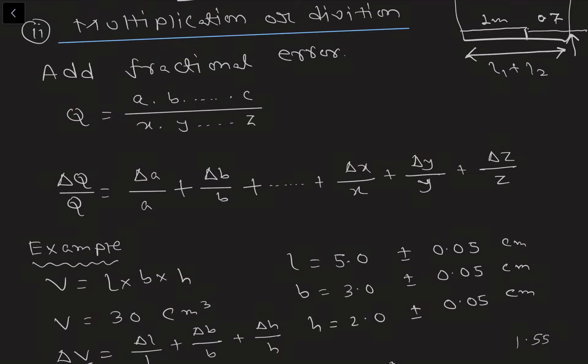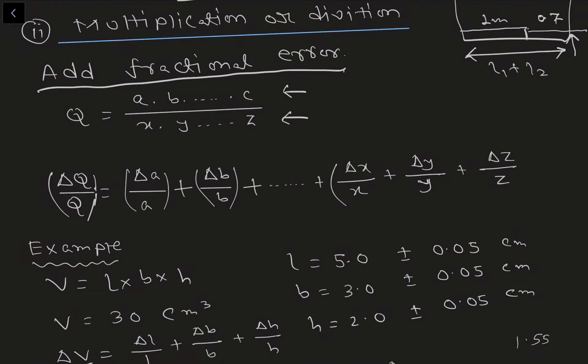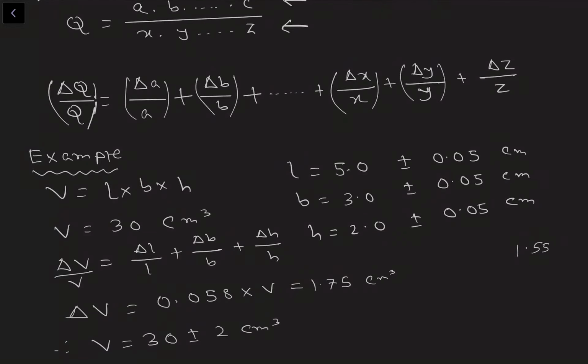Now we come to multiplication or division in the case of dependent error. So here the rule is to add fractional error. Like in the case of independent error, we add the fractional error in quadrature. Here the rule is we have to add the fractional error in just a linear fashion. No square is needed. Like a quantity q consists of multiplication of a, b, c, etc. and division of x, y, z, etc. Then the relative error of the quantity q will be the relative error of a plus relative error of b plus relative error of x, relative error of y, and so on.